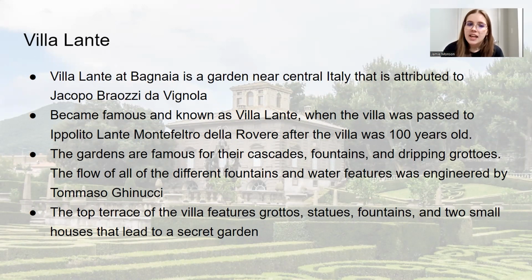So, Villa Lante at Bagnaia is a garden near central Italy that is attributed to Jacopo Barozzi da Vignola, and it became famous and known as Villa Lante when the villa was passed to Ippolito Lante Montefeltro della Rovere after the villa was 100 years old. So these gardens are famous for their cascades, fountains, and dripping grottos, and the flow of all the different fountains and water features were engineered by Tommaso Ghinucci. The top terrace of the villa features more grottos, statues, and fountains, and two small houses that lead to a secret garden.